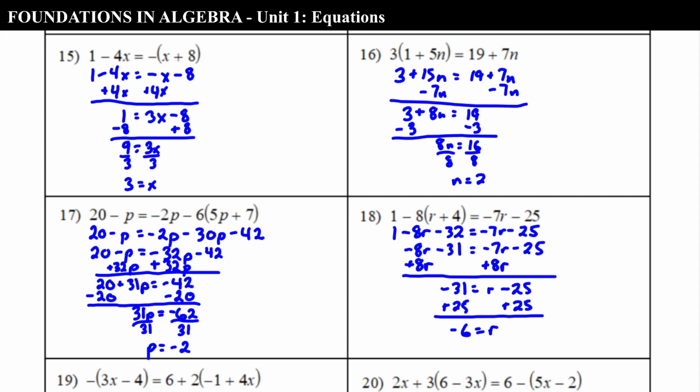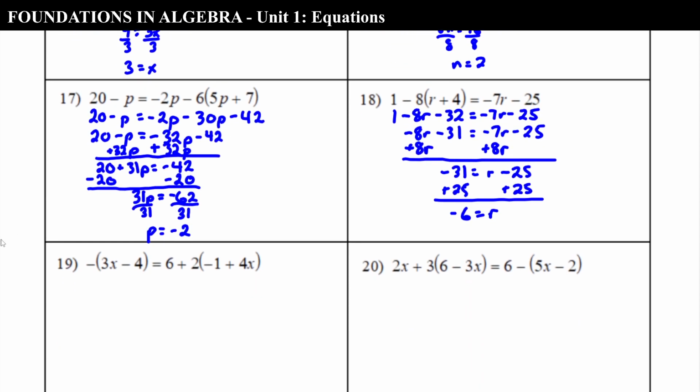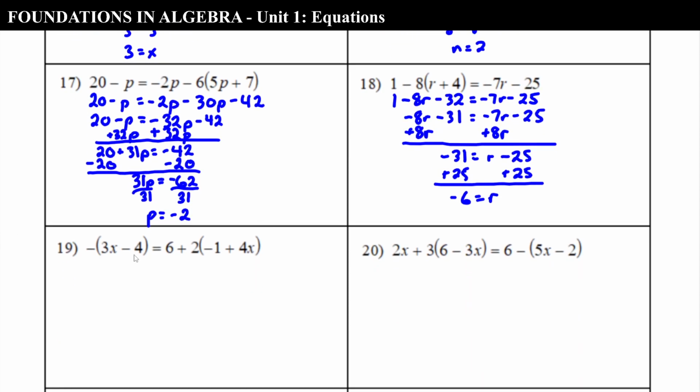All right, moving on to number 19. We're going to distribute this negative sign. So we have negative 3x plus 4 equals 6. 2 times negative 1 gives you negative 2. 2 times 4 gives you 8. Now we combine like terms. So 6 minus 2 gives us 4.